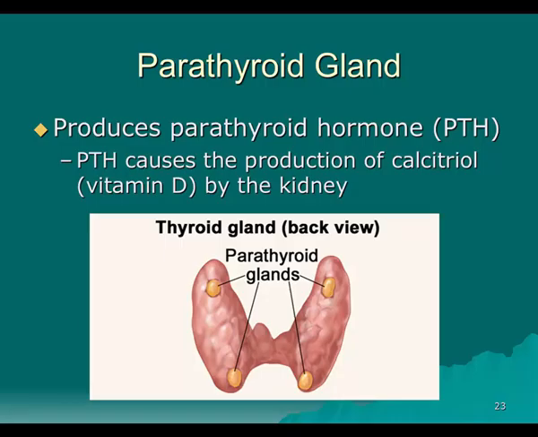The parathyroid gland is located behind the thyroid gland, and you can see the 4 little parathyroid glands on the back of the thyroid gland. It also, besides having an action itself, induces the production of vitamin D.